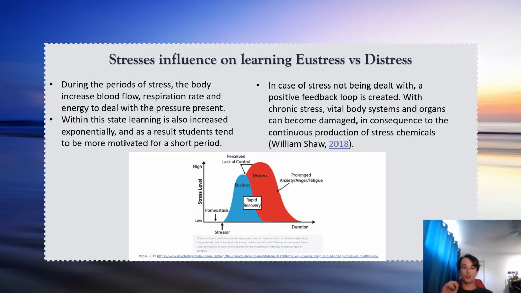In the case of stress not being dealt with, a positive feedback loop is created. With chronic stress, body systems and organs can become damaged in consequence to the continuous production of stress chemicals. Communication between the immune system and the HPA axis becomes compromised, which in turn causes the contraction of numerous physical and mental health conditions.